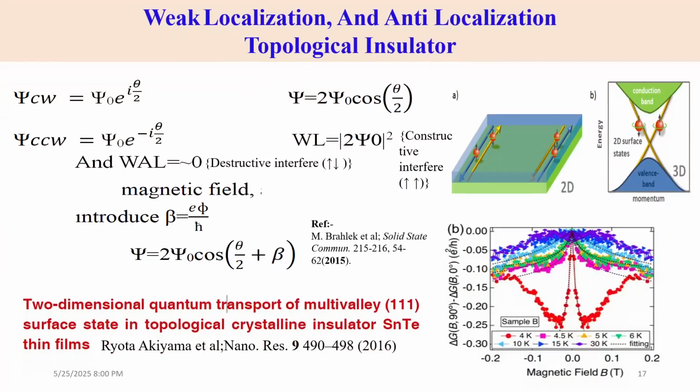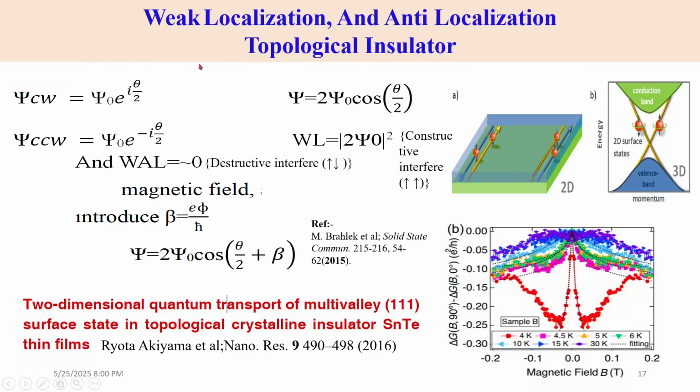But on the basis of quantum mechanics, we can clearly explain the weak localization and weak anti-localization signatures of the topological insulators. Here we consider two electrons: one is the clockwise electron, with its phase factor and corresponding wave function, and the other is the counterclockwise electron. This is the total wave function of the clockwise and counterclockwise electrons.